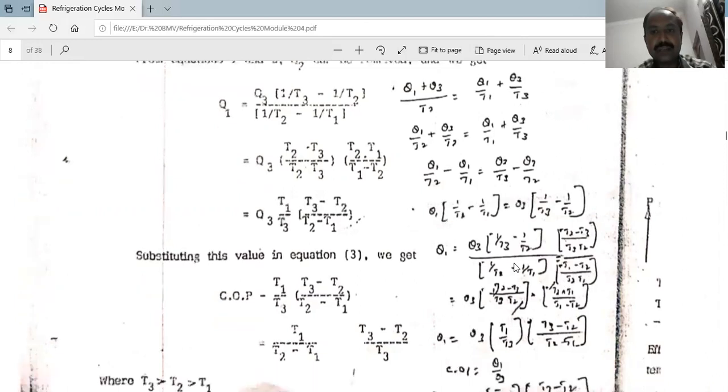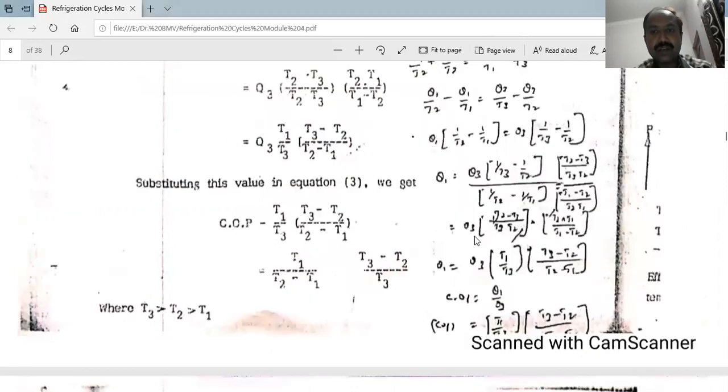Then we have to do the cross multiplication. We write here Q1 is equal to Q3 into T2 minus T3 divided by T3 into T2, into T2 into T1 divided by T1 minus T2. Okay, the T2 and T2 will be cancelled. What is the remaining term? I can write here Q1 is equal to Q3 into T1 divided by T3, into T3 minus T2 divided by T2 minus T1.